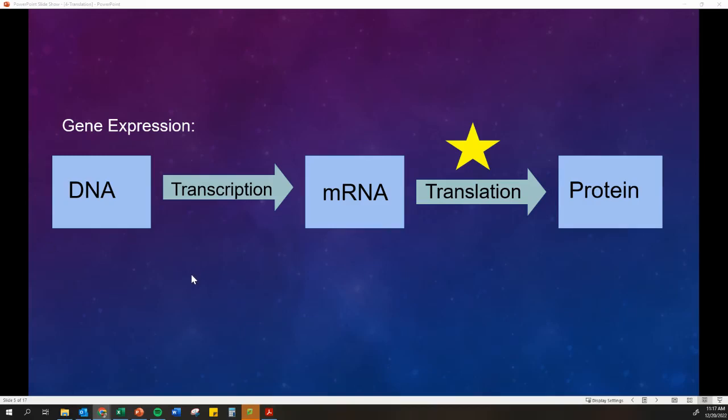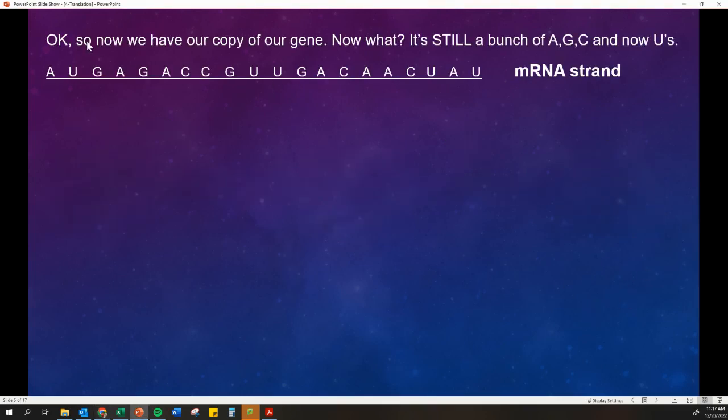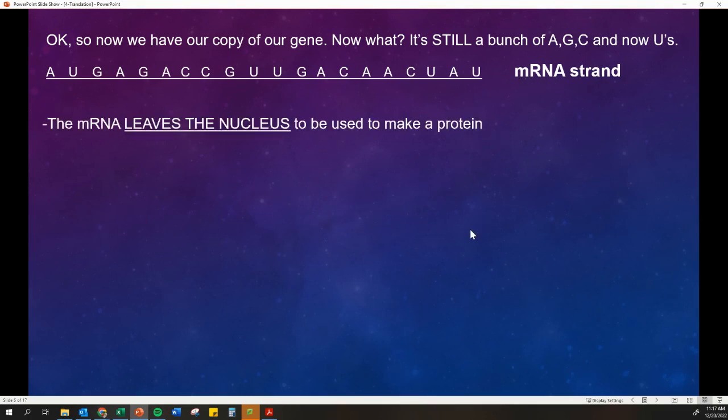Okay, so today we're going to talk about translation. We've already talked about turning DNA into RNA with transcription, and now we're going to talk about how that RNA is going to be turned into a protein. Okay, so we have our copy of our gene. It's still RNA, so it's actually a messenger RNA strand.